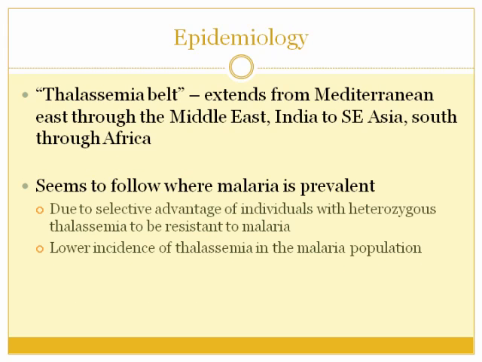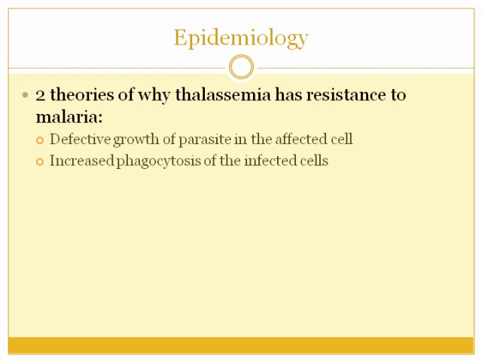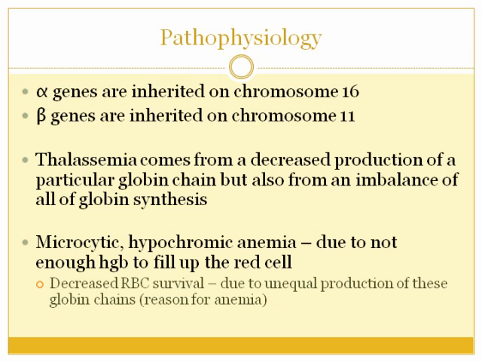All right, so epidemiology, there is a thalassemia belt, so it's Mediterranean through Middle East, south through Africa. This seems to follow where malaria is present, so kind of similar to sickle cell anemia, where it occurs quite frequently where malaria is prevalent. All right, so we are going to skip that slide.